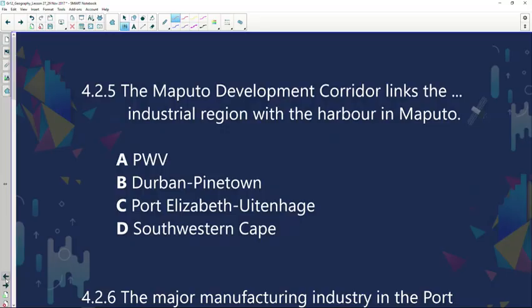(4.2.5), the Maputo Development Corridor links the industrial region with the harbour in Maputo. Now, what is the Maputo Development? It's an industrial development zone, IDZ. And what does it do? It basically is linked with the PWV. And the PWV is Pretoria Witwatersrandvereniging. It's basically Gauteng. The N4 travels from there all the way to Maputo, and it increases exports and imports, and it increases foreign income between the two countries and promotes tourism.